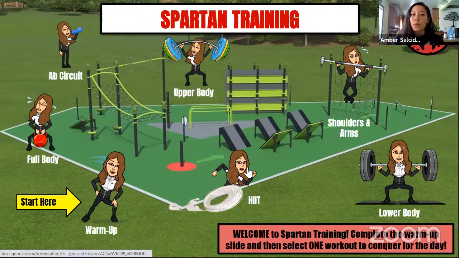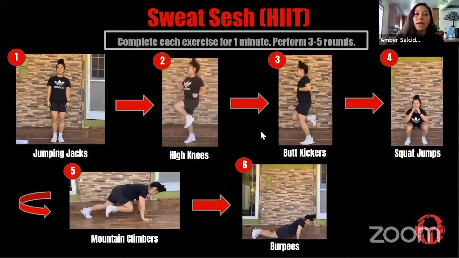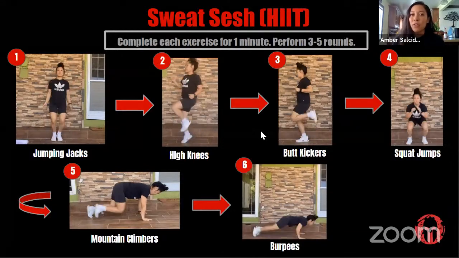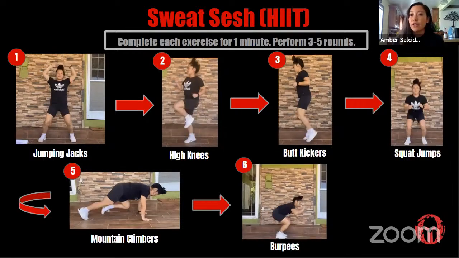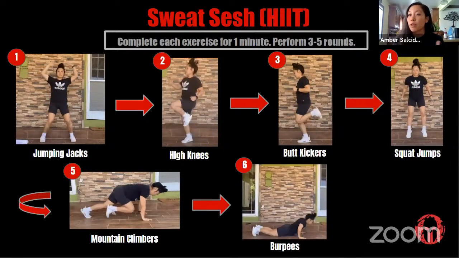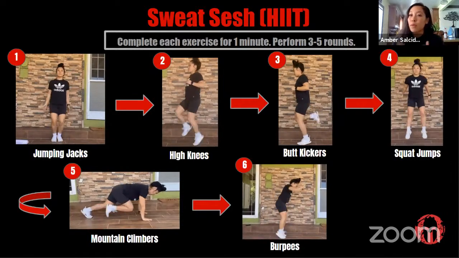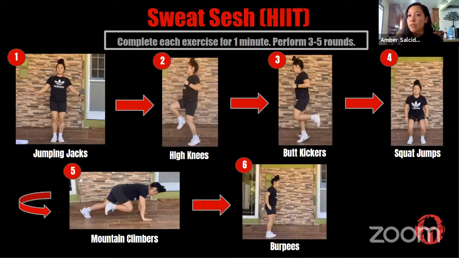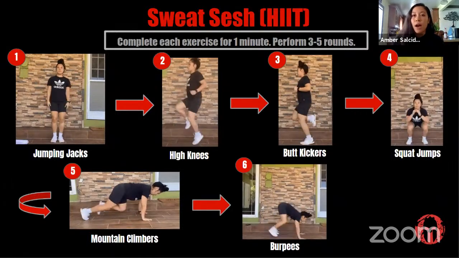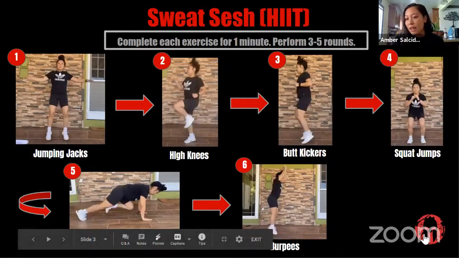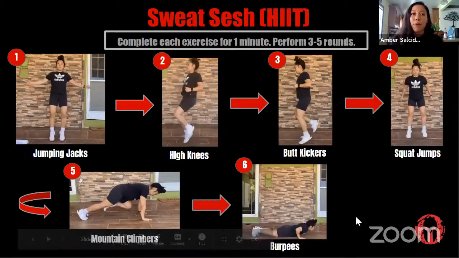I'm going to go through each workout slide just because I only have 6. Here is the high intensity interval training. I call this one the sweat sesh. They have 6 different exercises and you're going to complete them for 1 minute, performing 3 to 5 rounds. Of course, you could always increase or decrease the amount of time that they're performing each exercise, and the same with the rounds, depending on the strengths and the needs of your students. And then, of course, they have that Spartan logo at the bottom just to keep it consistent, but we're going to just power through.